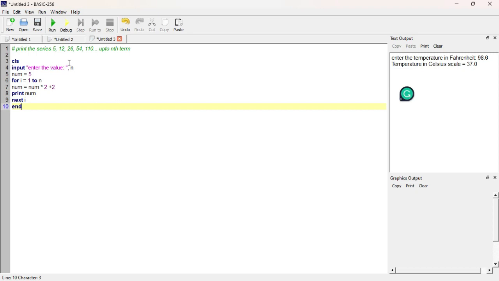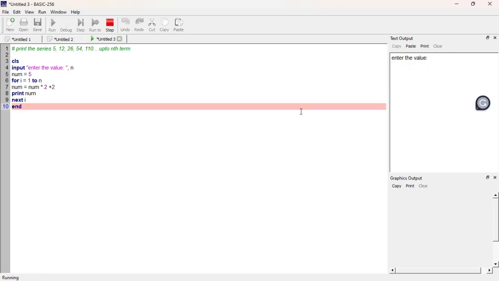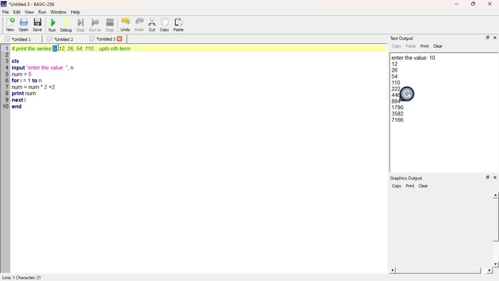Now here one problem will arise. First we are going to enter the values. Suppose we enter till the 10th term. The problem arising here is that the series is not starting from 5, but it is saying up to the nth term. So we have to start it from 5. So what can we do for it? We can print num.